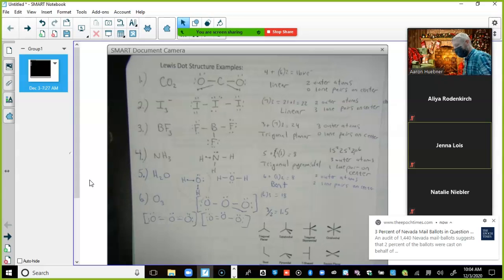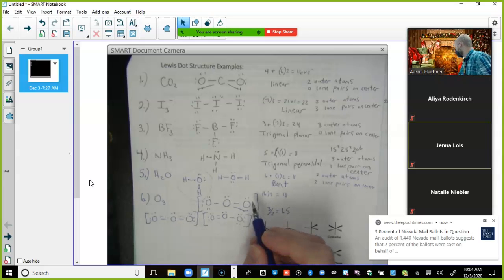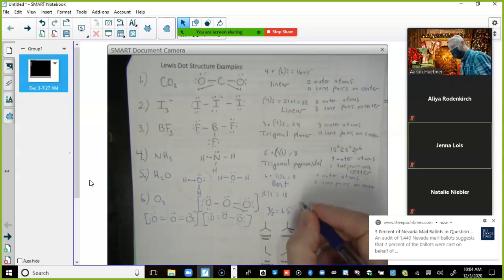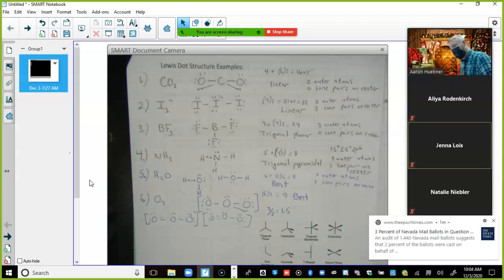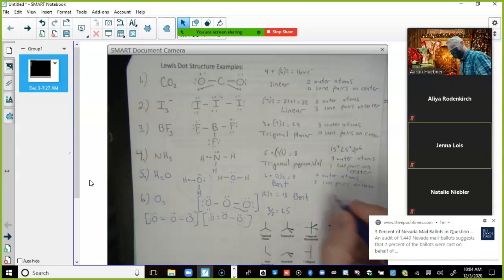The main idea is the bond in those atoms, not a single. Alright, but in general, if you have 2 outer atoms, it's either linear or bent. The lone pairs make it bent. Oh, we forgot to talk about bond angles and all of them, so we'll get to those. Anyways, we got 2 outer atoms, and only 1 lone pair.